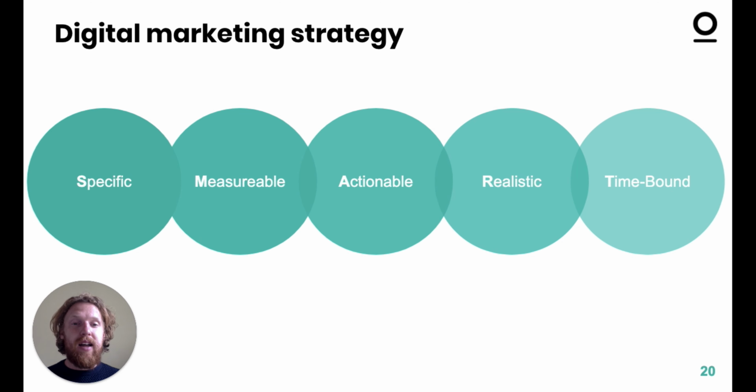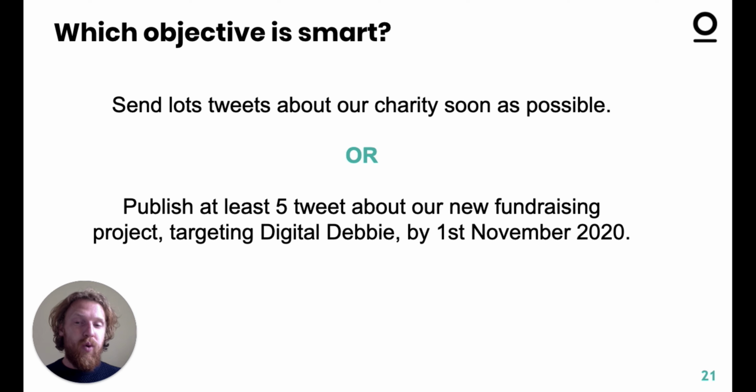You can see how you can start to fit together a SMART objective there. So let's take a look to make it more concrete at a few examples. So here we've got two choices. Which objective is SMART? The first one, where we're going to send lots of tweets about our charity as soon as possible. Or we're going to publish at least 5 tweets about our new fundraising project, targeting Digital Debbie, there's our user persona, by the 1st of November 2020.